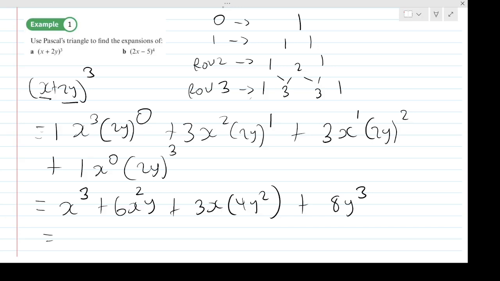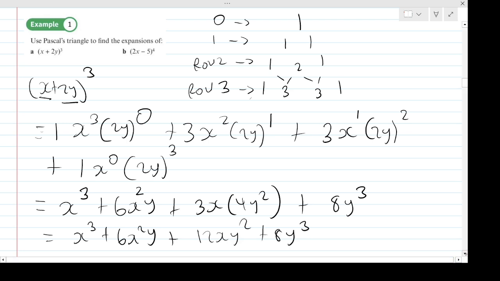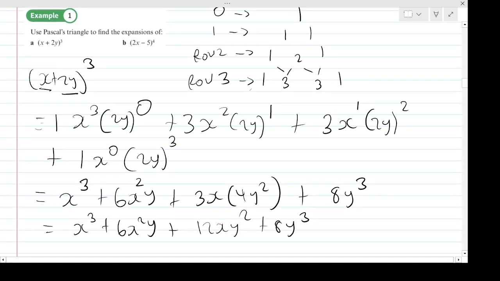So then we simplify any brackets left. We get x cubed plus 6x squared y, add 3x times 4y squared, that'd be 12xy squared, add 8y cubed. And there we are. Cool. So that's part A.